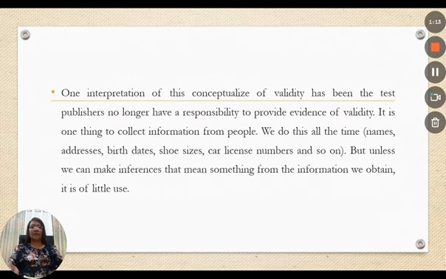One interpretation of this conceptualization of validity has been that test publishers no longer have a responsibility to provide evidence of validity. It is one thing to collect information from people. We do this all the time, such as names, addresses, birth dates, shoe sizes, car license numbers, and so on. But unless we can make inferences that mean something from the information we obtain, it is of little use.